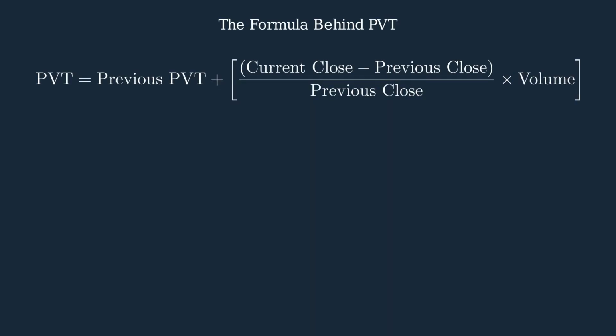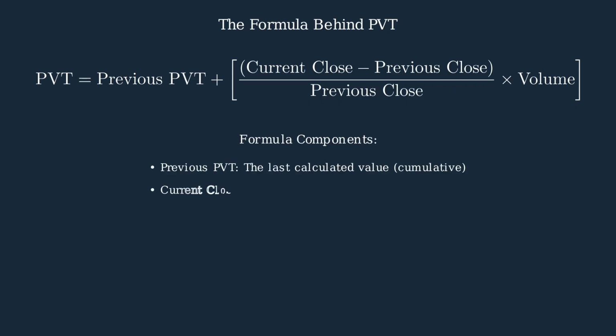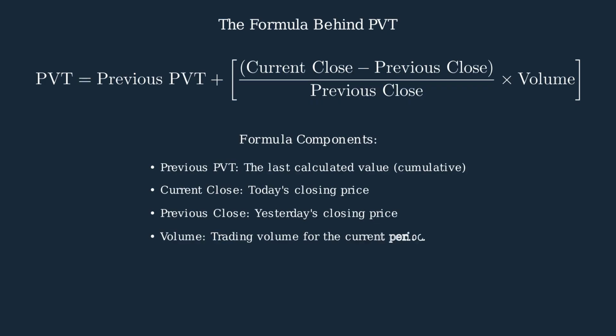The price volume trend, or PVT, uses a mathematical formula that builds on previous values while incorporating current price changes and volume. Let's break down each component of this formula. It starts with the previous PVT value, which makes it a cumulative indicator. Then it adds or subtracts a portion of the current volume based on price movement.